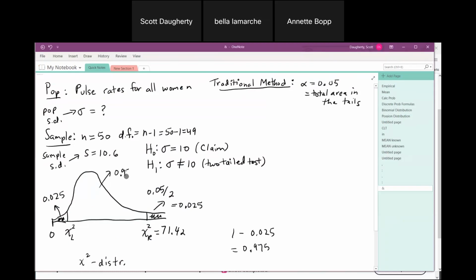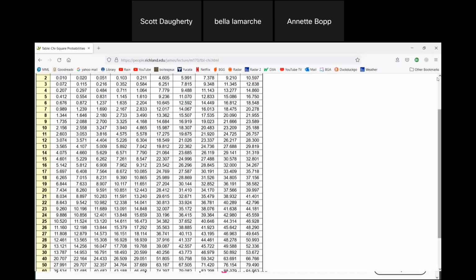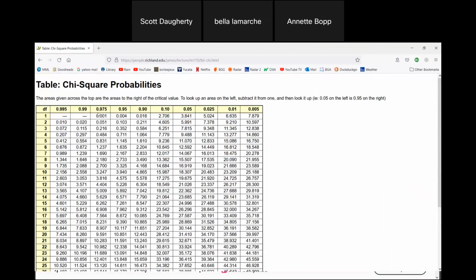There's 0.95 in the middle here because 1 minus 0.05 is 0.95. So you could also say 0.95 plus 0.025, and you'll get 0.975. But either way you do it, the area to the right is 0.975. All right, so then go to the table, look up 0.975. Let me just see which column that is. That would be third column from the left.